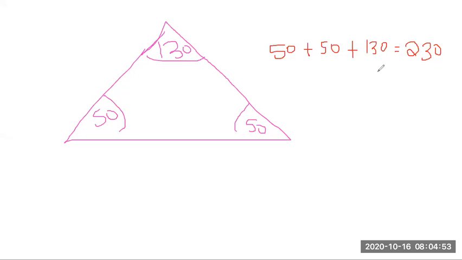What do the angles in a triangle add up to? 180, but this says 230, so that cannot be right. So this is telling me that this right here is not a triangle. If they don't add up to the same 180 every single time, it is not a triangle. All right, it's some other shape.